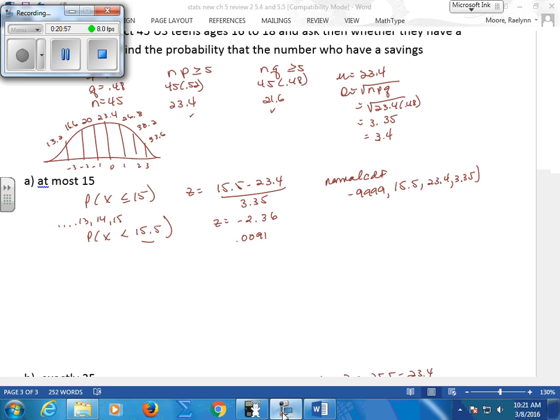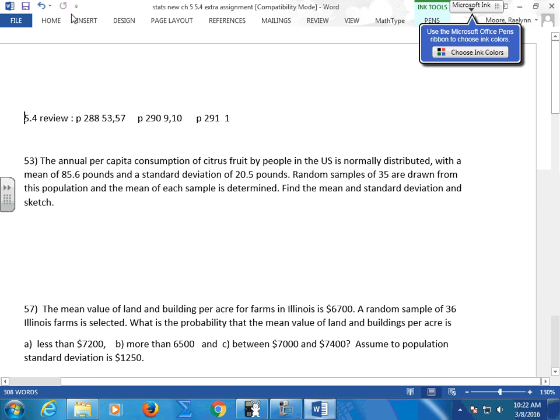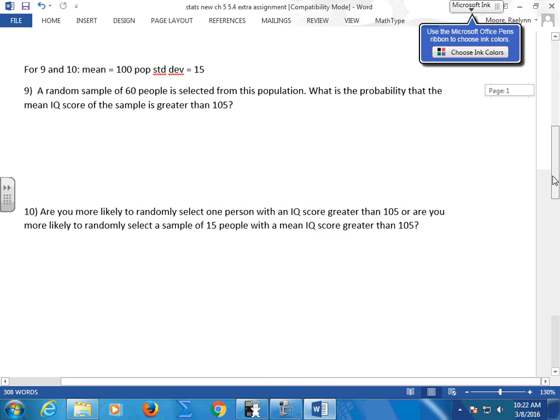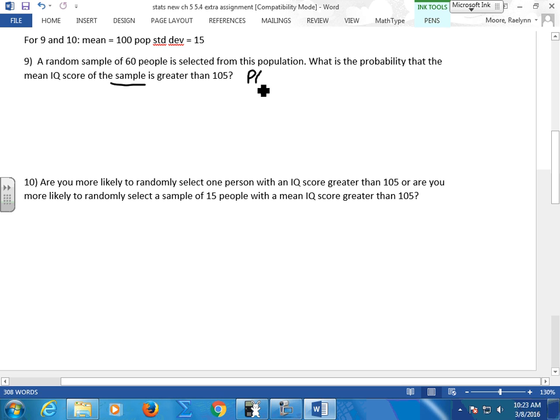Okay, so the first one says, for 9 and 10, we're using the same mean and the same standard deviation. We're dealing with the population. A random sample of 60 people is selected from this population. What is the probability that the mean IQ score of the sample is greater than 105? Okay, we gave you that, right? Then I asked you down here, well, let's do this one.